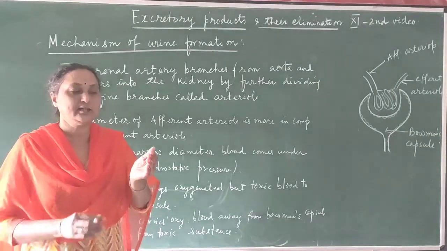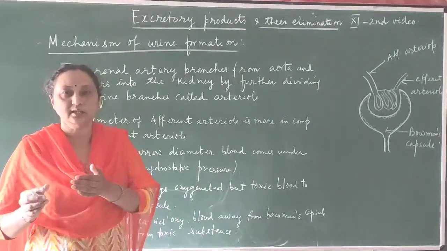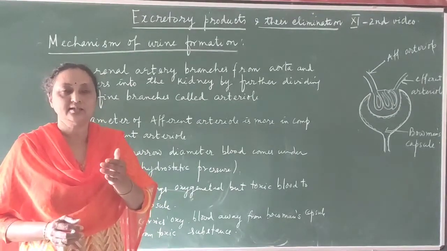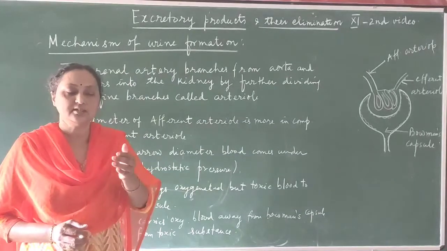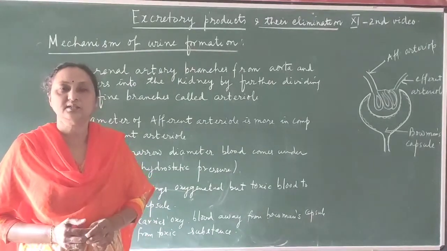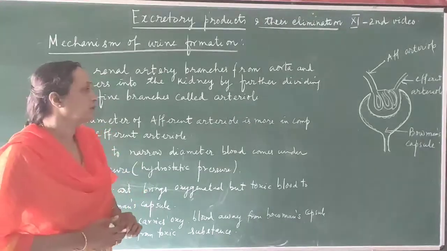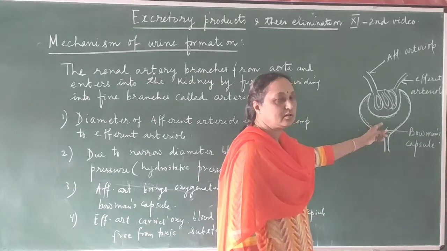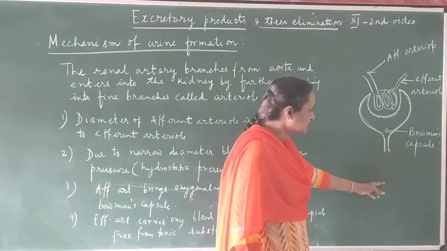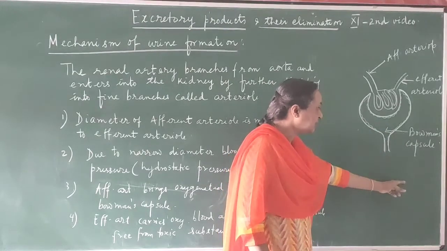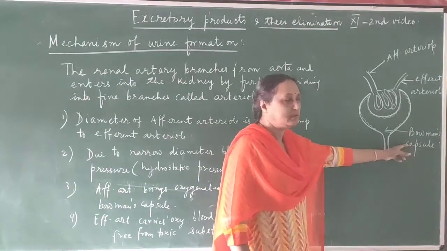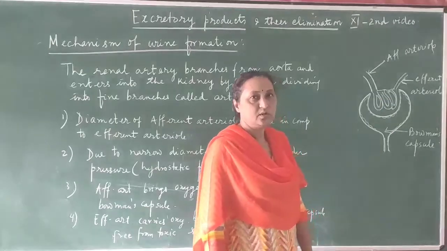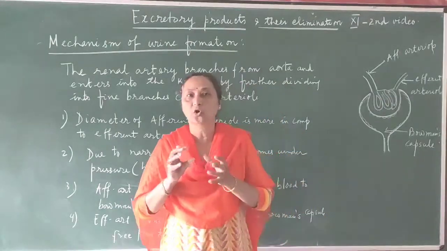The renal artery takes oxygenated blood, which has toxic materials, to the kidney. As the artery enters the kidney, it divides into branches, and these branches are called arterioles. Now this is the part of the nephron. This is Bowman's capsule, and one is the descending limb, then the loop of Henle, then the ascending limb. Inside the Bowman's capsule, this is called the glomerulus, which is a knot of capillaries.